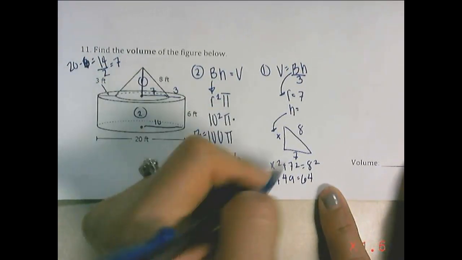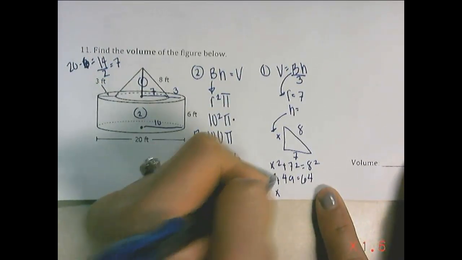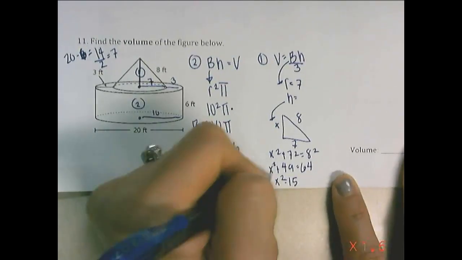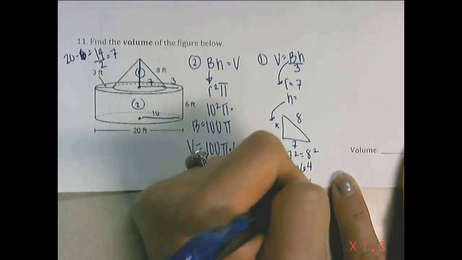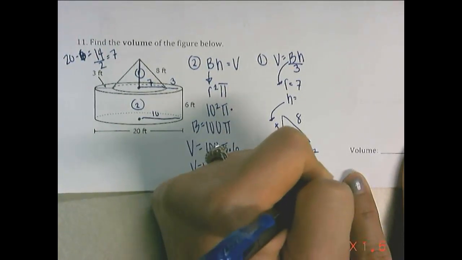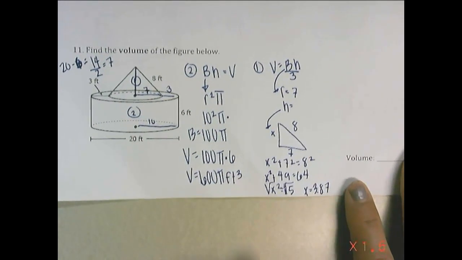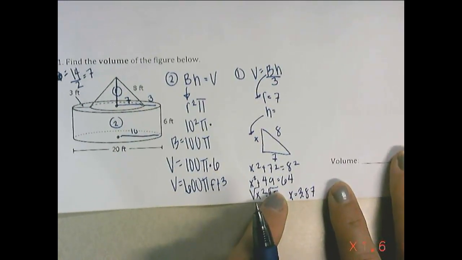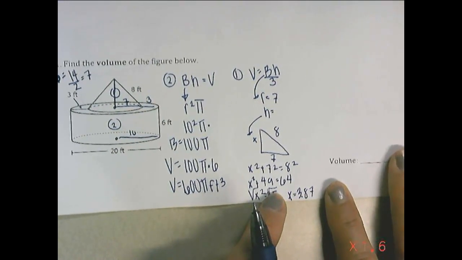And then I'm going to subtract and get, oops, that's x squared. X squared equals 15. And then I will take the square root, and x equals 3.87. All right, so that's my height. Now I need to figure out what in the world the area of my base is.